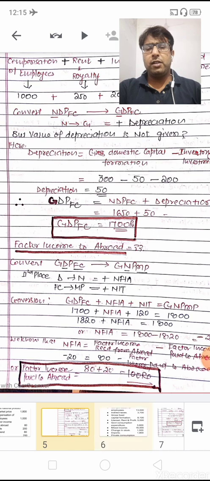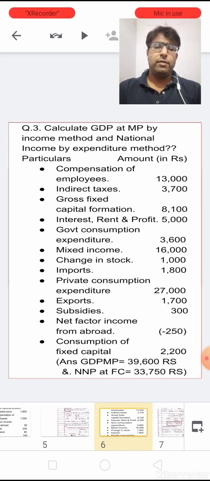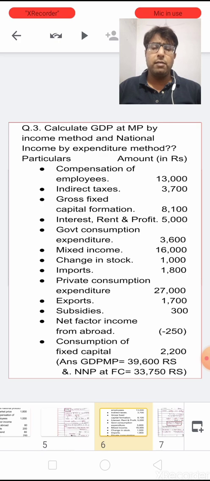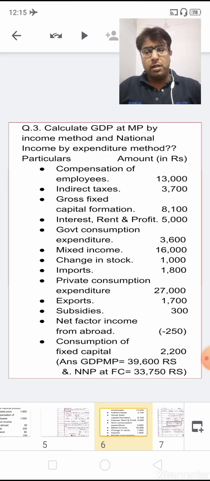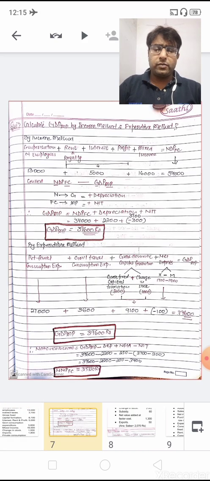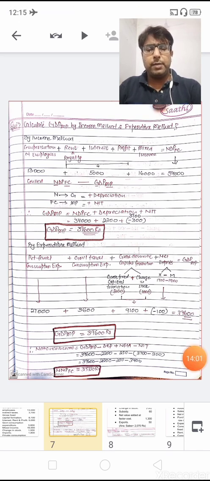Now children, we are going to start the third question. The question is in front of you. We have to find out GDP at MP by income method and national income by expenditure method. All the relevant values are given in front of you, and with these given values we can easily find out GDP-MP by income method as well as the expenditure method.